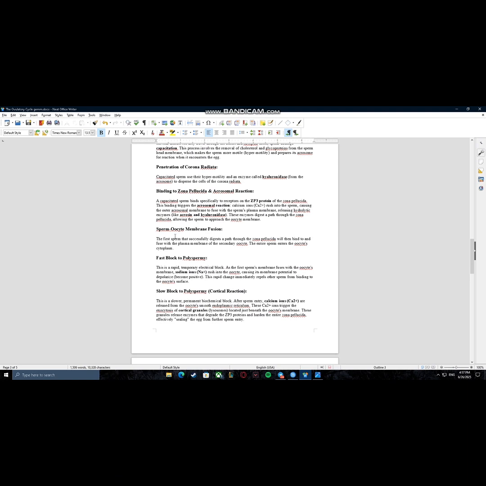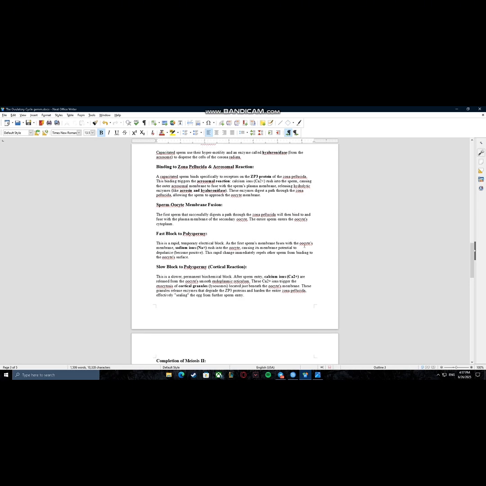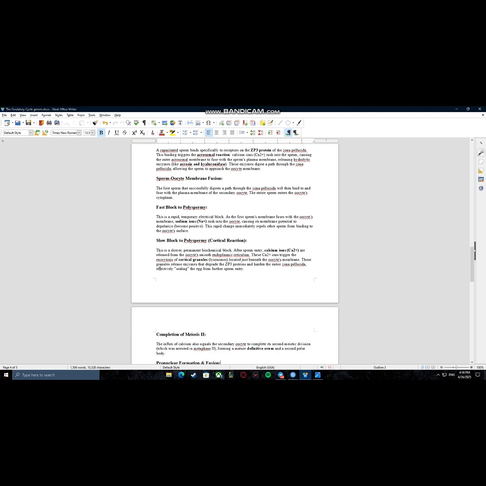Sperm-oocyte membrane fusion. The first sperm that successfully digests a path through the zona pellucida will then bind to and fuse with the plasma membrane of the secondary oocyte. The entire sperm enters the oocyte cytoplasm. As we said, the fast block to polyspermy is a rapid, temporary electrical block: as the first sperm membrane fuses with the oocyte, sodium ions, Na+, rush into the oocyte, causing its membrane potential to become positive. This rapid change immediately repels other sperm from binding to the oocyte.